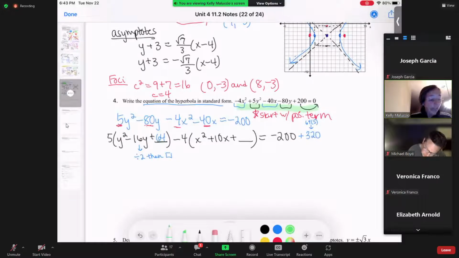And then for the x, I'm taking this again, I'm dividing by 2, then I'm squaring it. So I get 5, and then 5 squared is 25. And I'm also multiplying this by negative 4, right? Because technically, I'm not just adding 25, I'm actually adding 25 times negative 4.